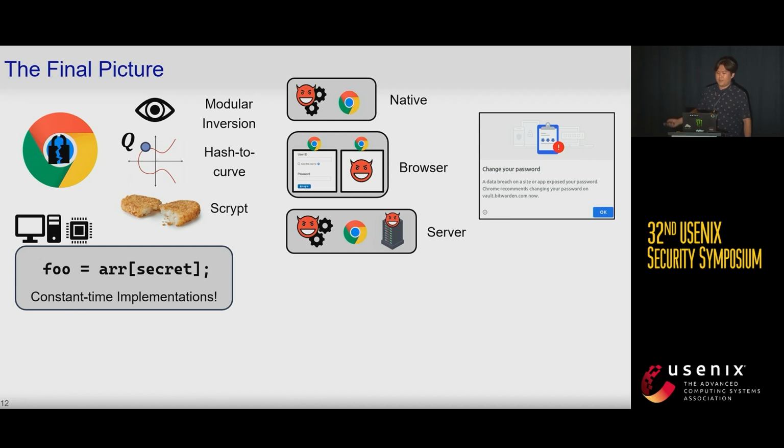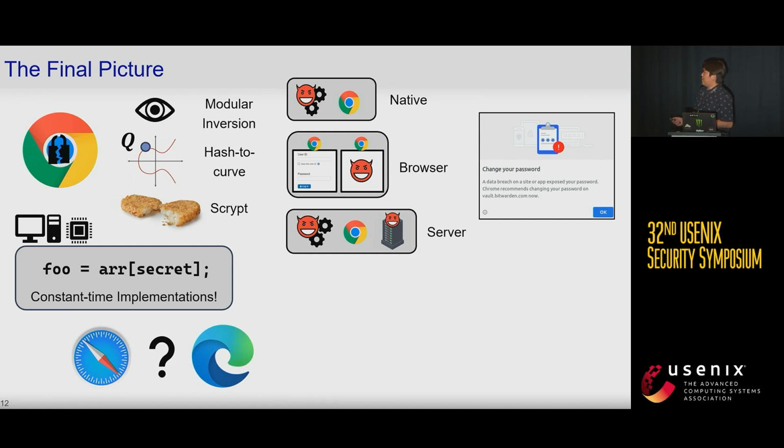More broadly, other browsers also have their own password leak detection schemes. So shout out to Microsoft Edge for implementing one with fully homomorphic encryption, and also to Apple's Safari for implementing a slightly different private set intersection mechanism. It is an open and exciting research question to reason: how side channel resilient are their implementations?